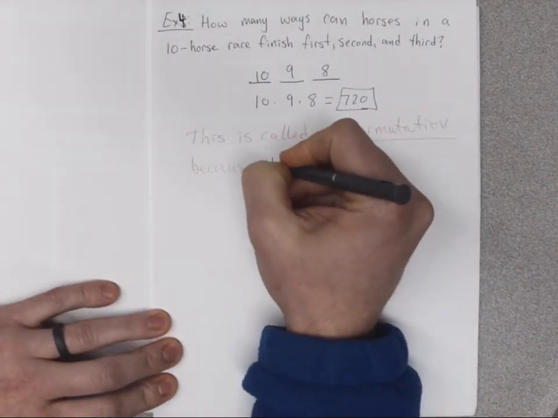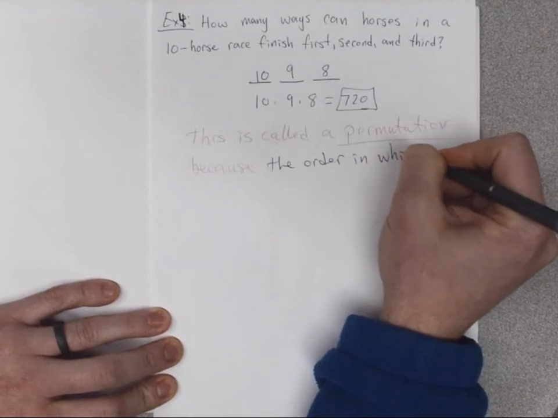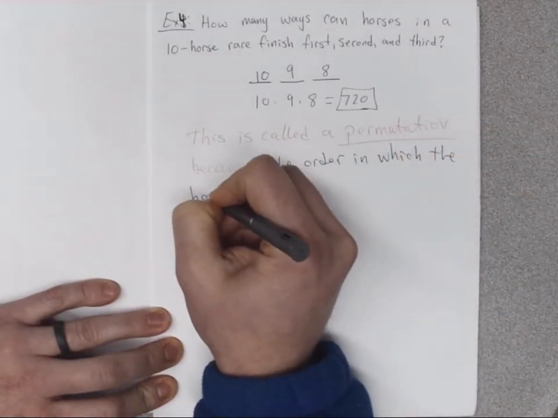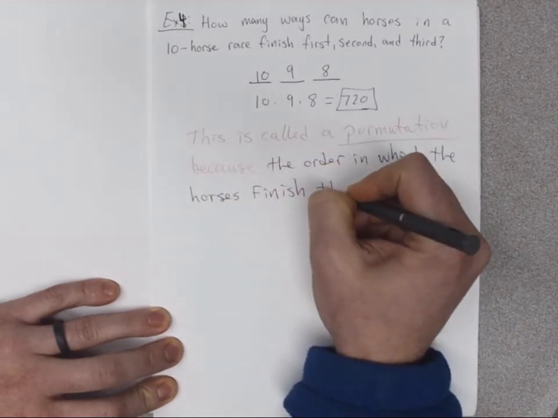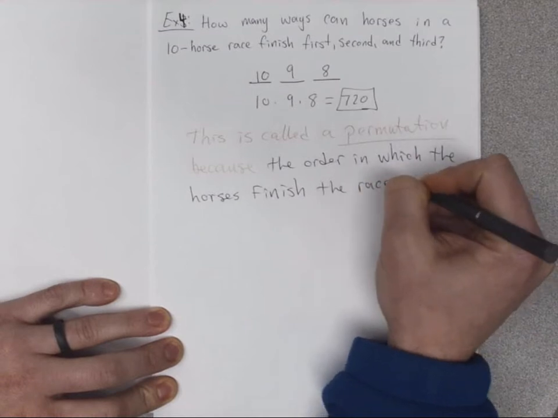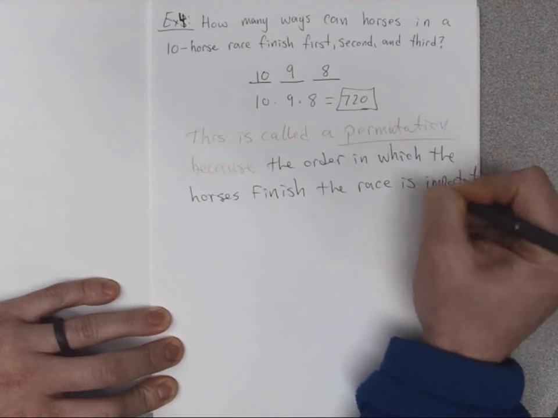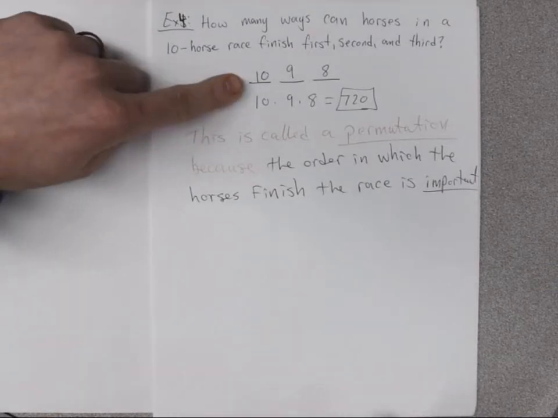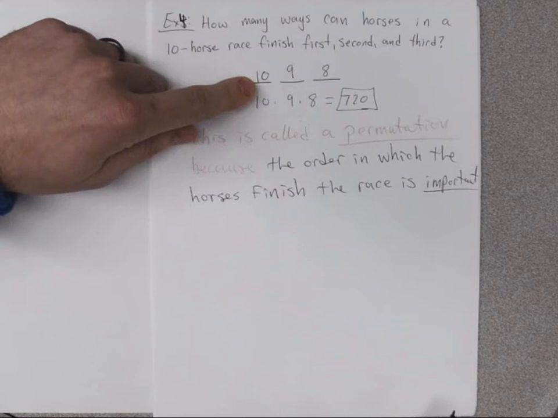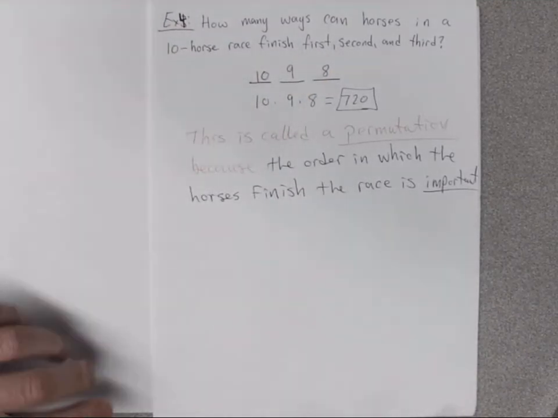Permutation, because the order in which the horses finish the race is important. And that's going to be a distinction there. When we're dealing with permutations, the order is important. So think about this in a race. If we care who finishes first, because first means more than second, and second means more than third, then order is important here, and we care about that.